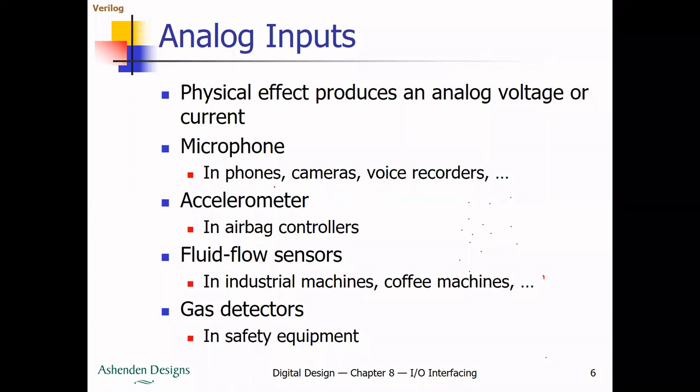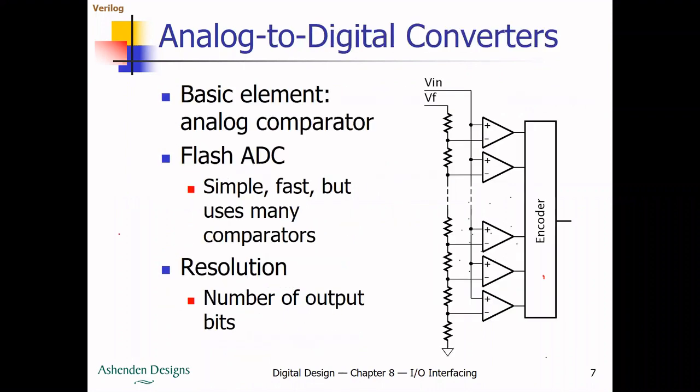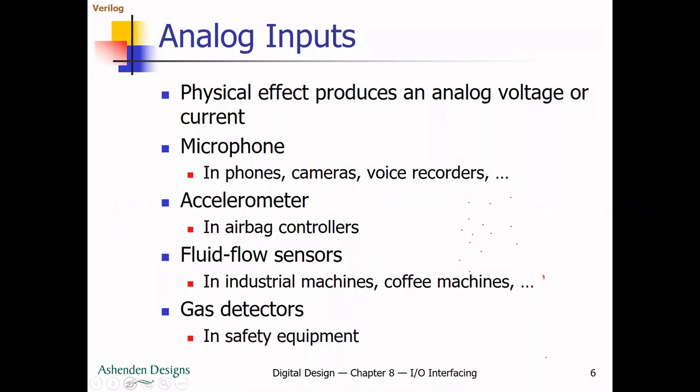Accelerometer, it will be available in airbag controllers. Okay, and fluid flow sensor. In industries, I hope coffee machines and all, you'll have a fluid flow sensor. The amount of fluid that should be flowed out or taken out from the device is called a fluid flow sensor.